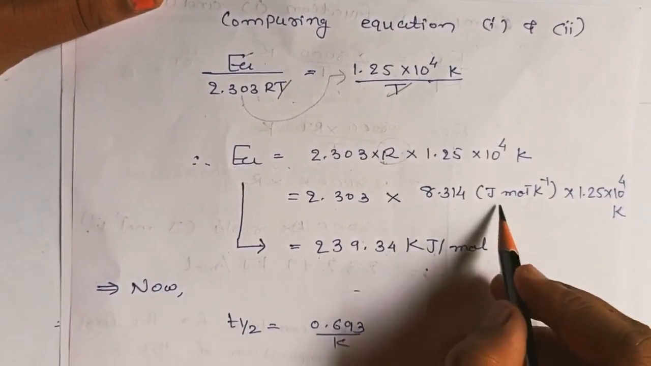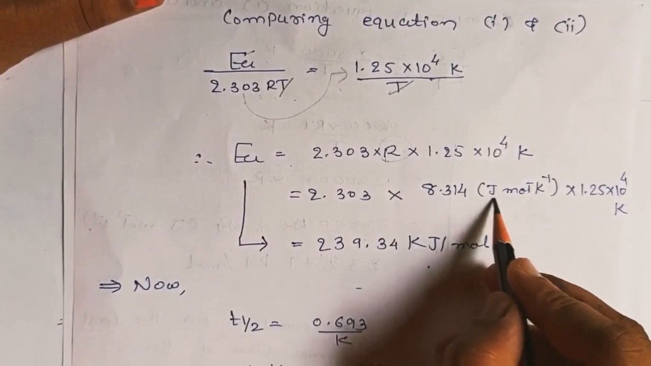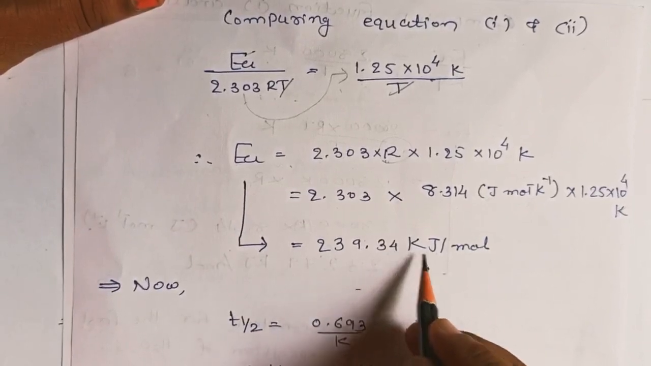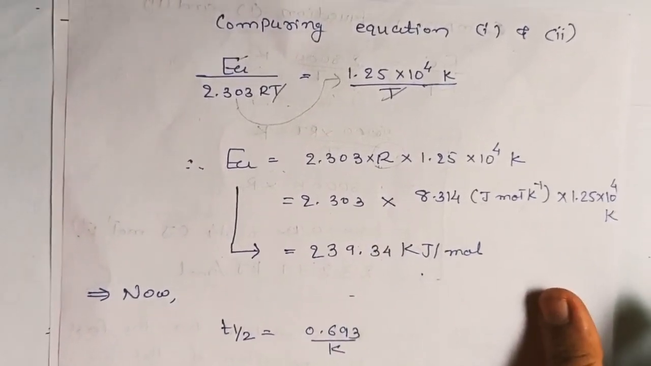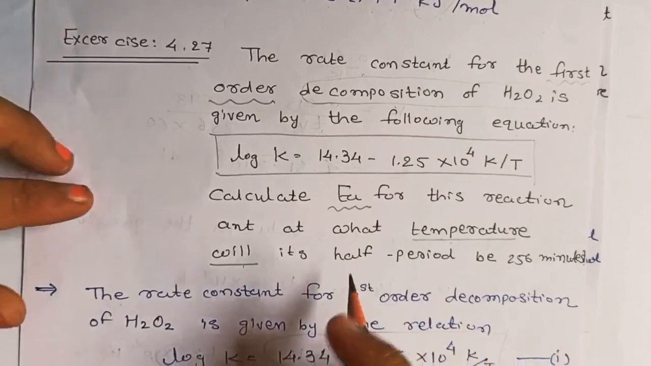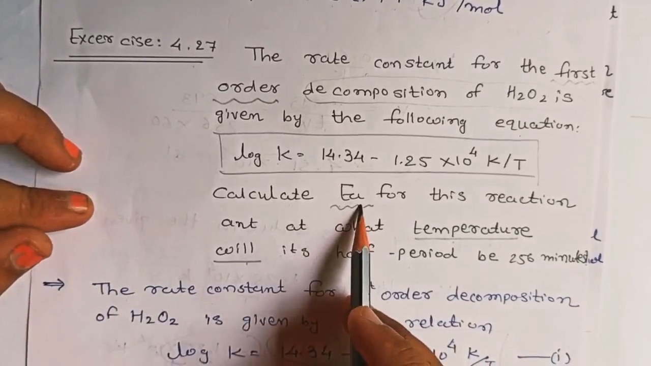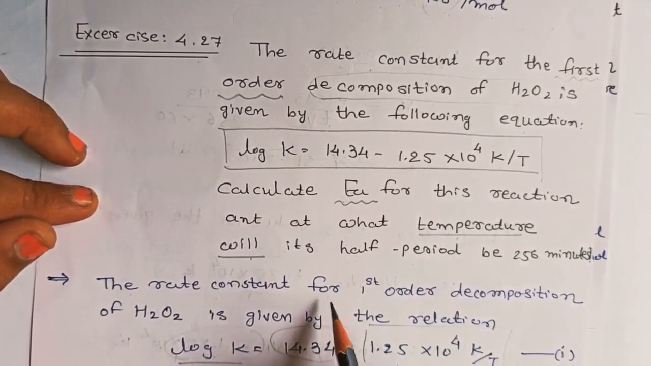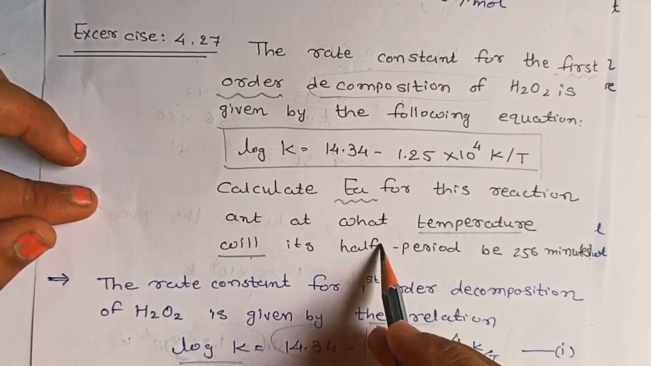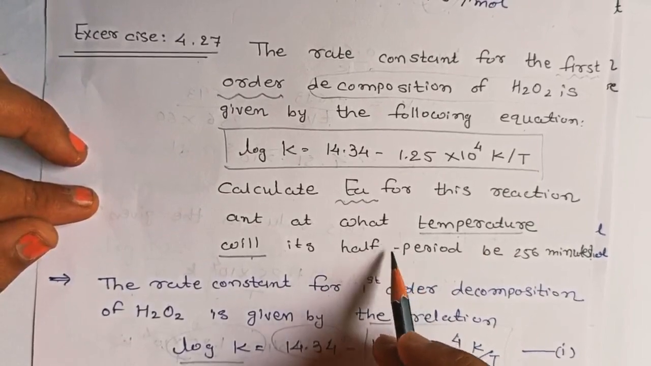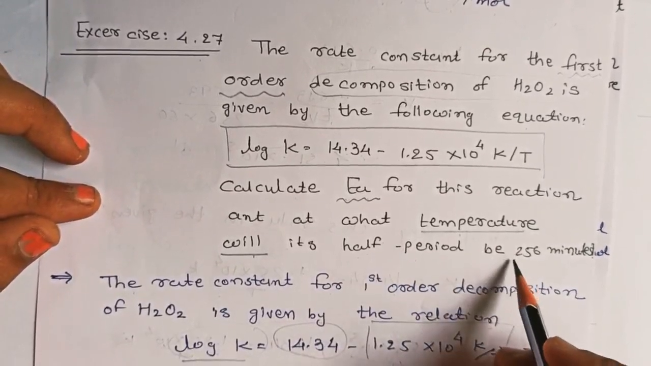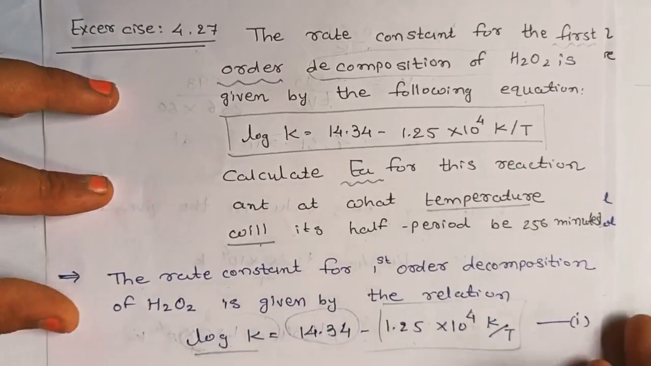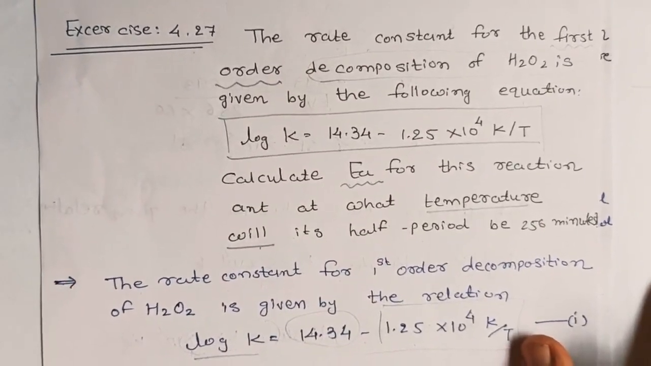First of all you will get the activation energy in joule per mole, then you have to divide by 1000, so you will get the answer in kilojoule per mole. So the first thing which we have to find out is already calculated. Now we also have to find out the temperature for when the half period will be 256 minutes. For that half period, we have to find what the temperature will be.